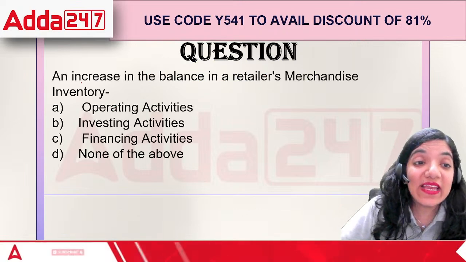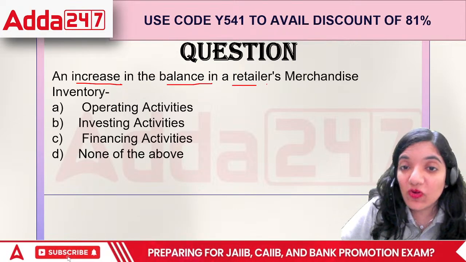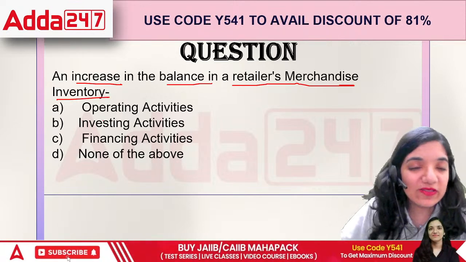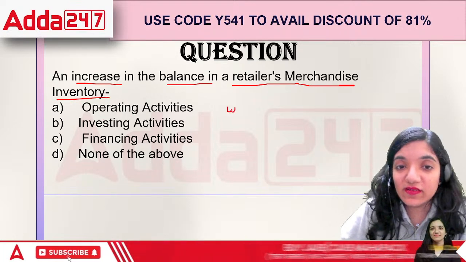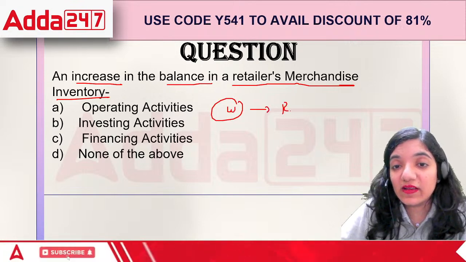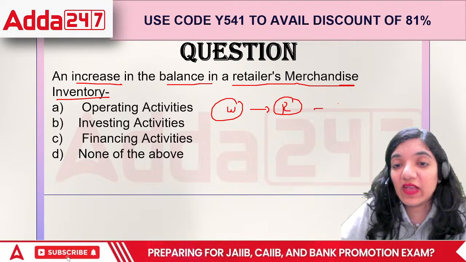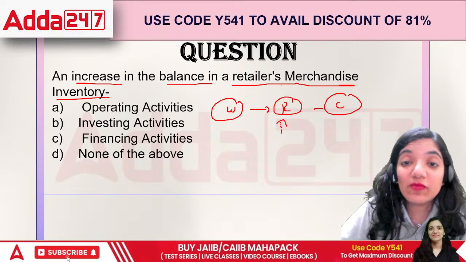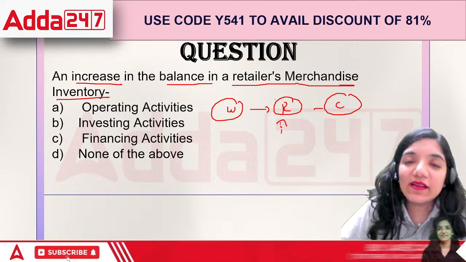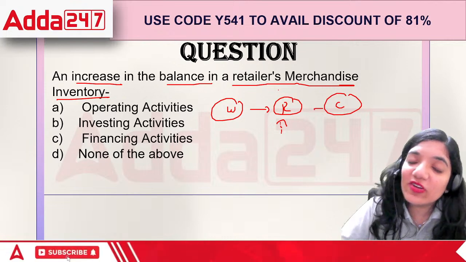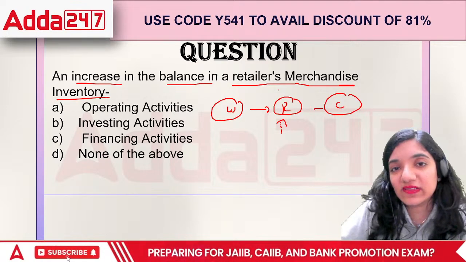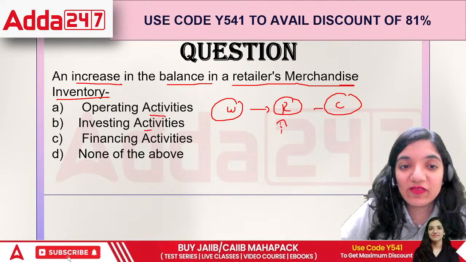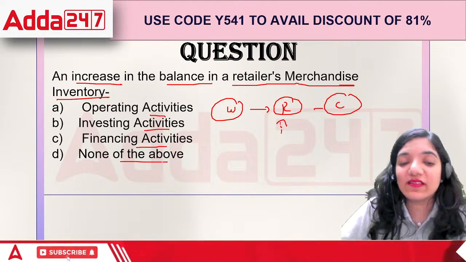Next question. An increase in the balance of the retailer's merchandise inventory. For example, there's a wholesaler, then a retailer, right? And then we have the customer. So when there's an increase in the balance of the inventory of a retailer, he's working on it on a day-to-day basis. Think about it. Is it operating activities, investing activities, financing, or none?